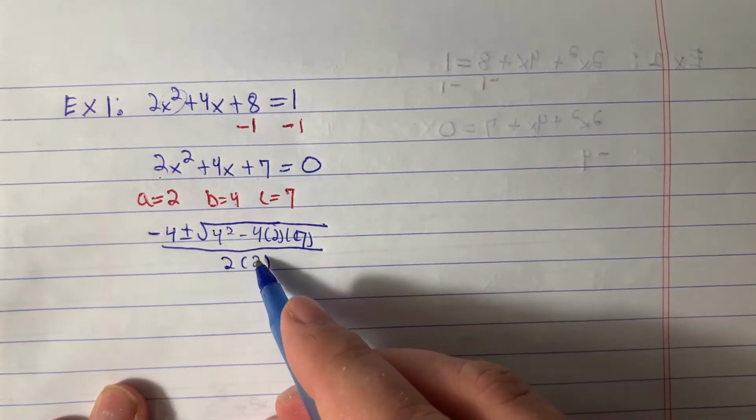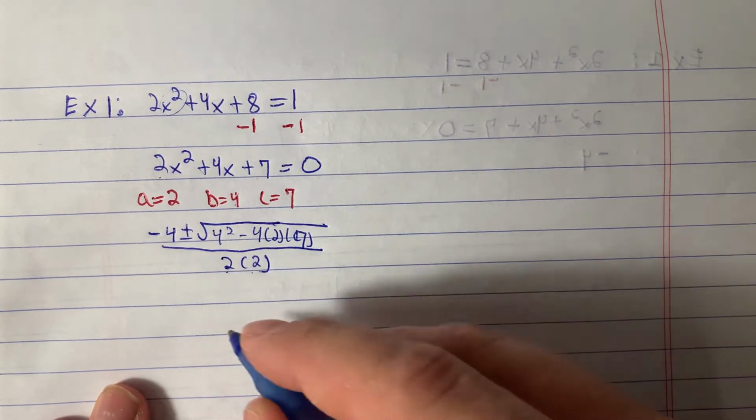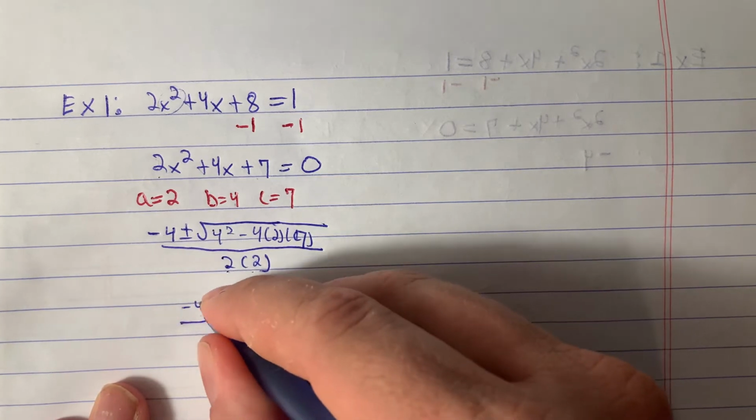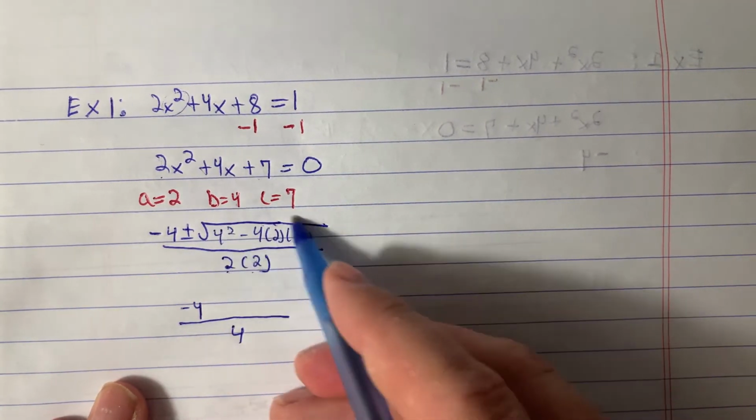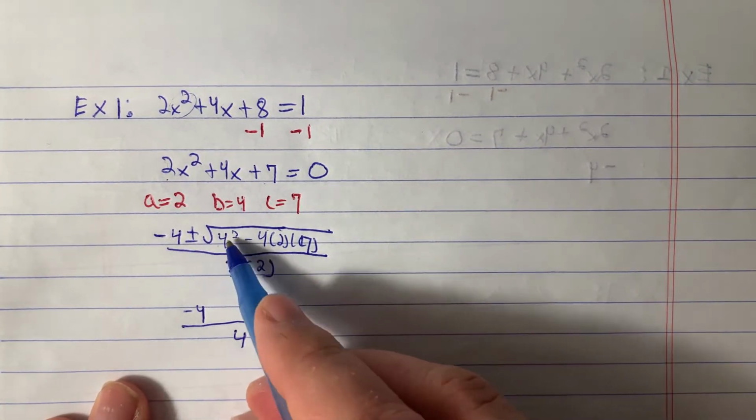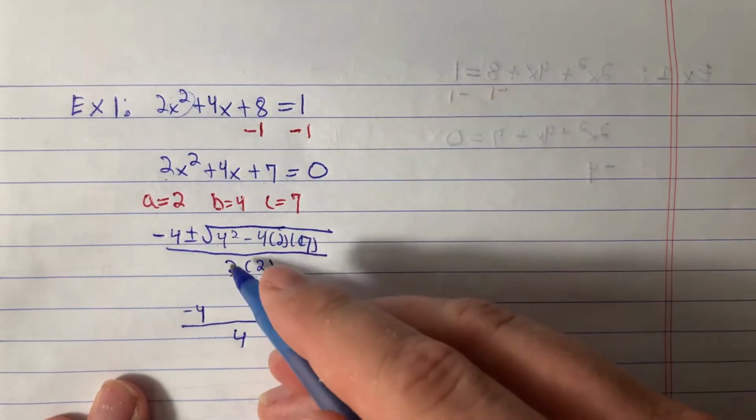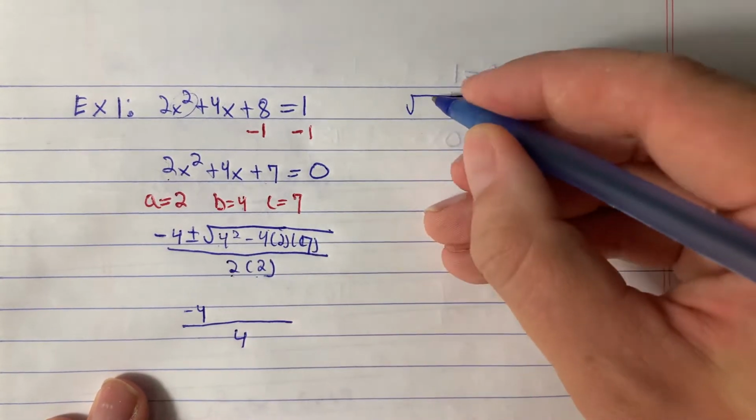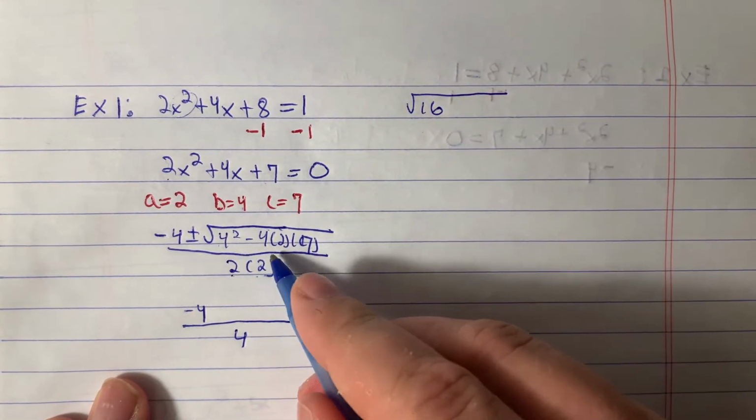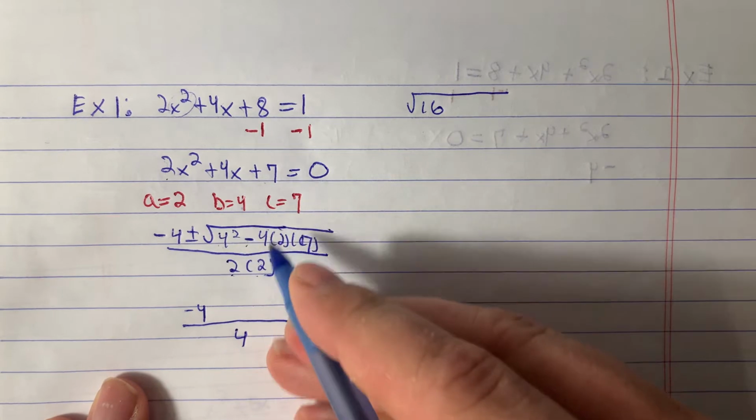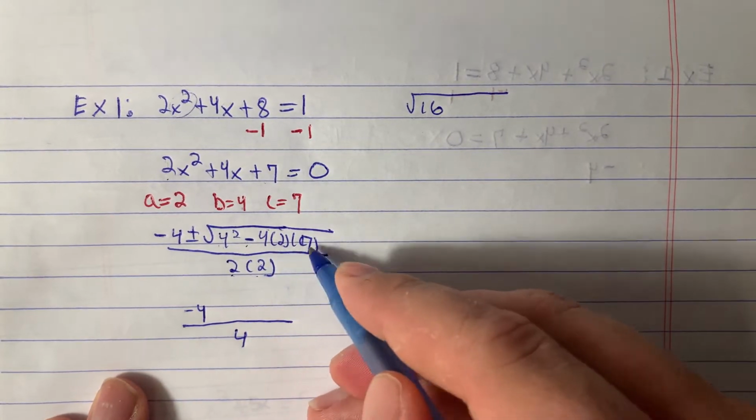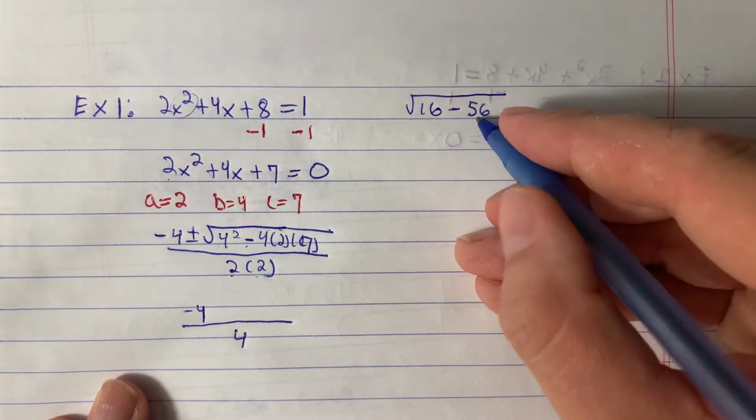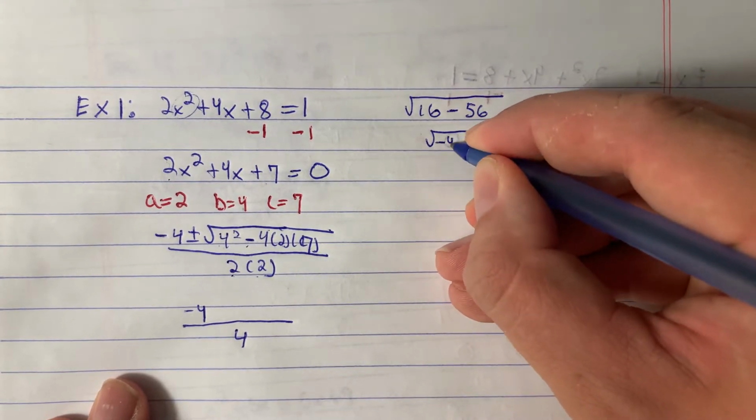And once we have it like this, we need to simplify. We need to multiply out 2 times 2. The denominator will now be 4. The negative 4 cannot be simplified. This radical is usually the hardest thing to simplify. There's a lot of stuff going on here, and I'm going to go ahead and simplify that off to the side. So we've got square root of 4 squared is 16. Negative 4 times 2 is negative 8. Negative 8 times 7 is negative 56. And 16 minus 56 is negative 40.